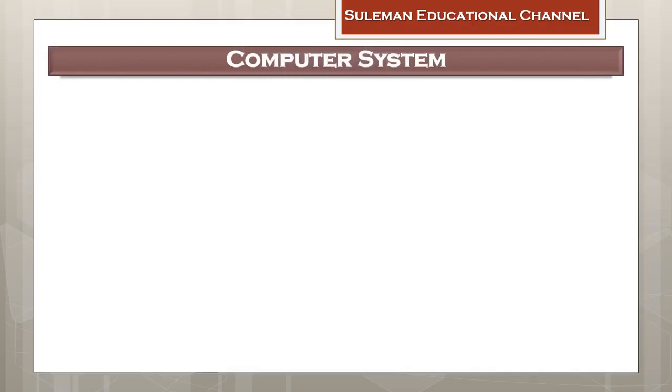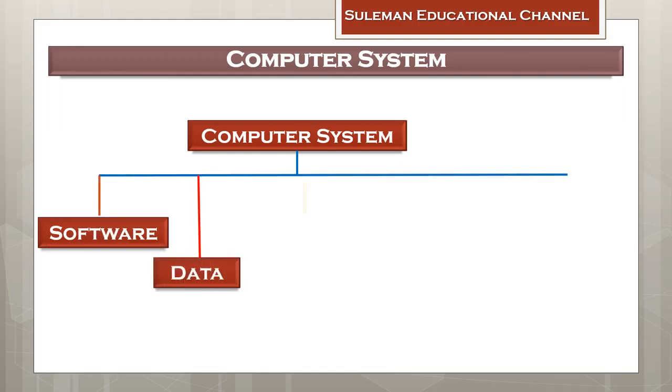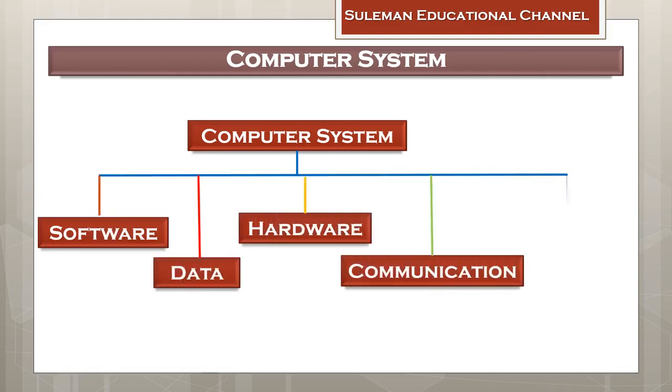In this part, we will discuss what a computer system is. A computer system is made up of software, data, hardware, communications, and people. Each computer system can be divided up into a set of subsystems. Each subsystem can be further divided into subsystems and so on until each subsystem just performs a single task. So a single software is made up of many subsystems which perform different tasks.